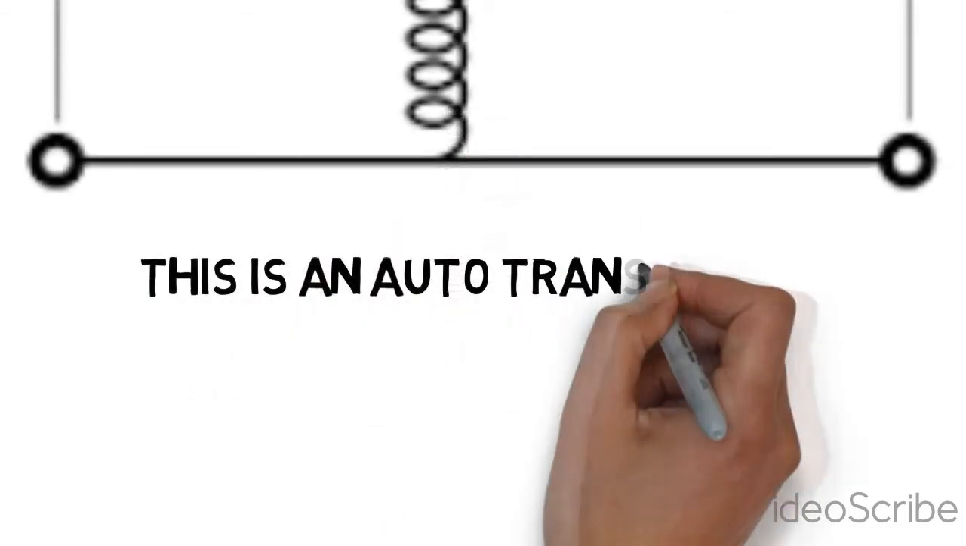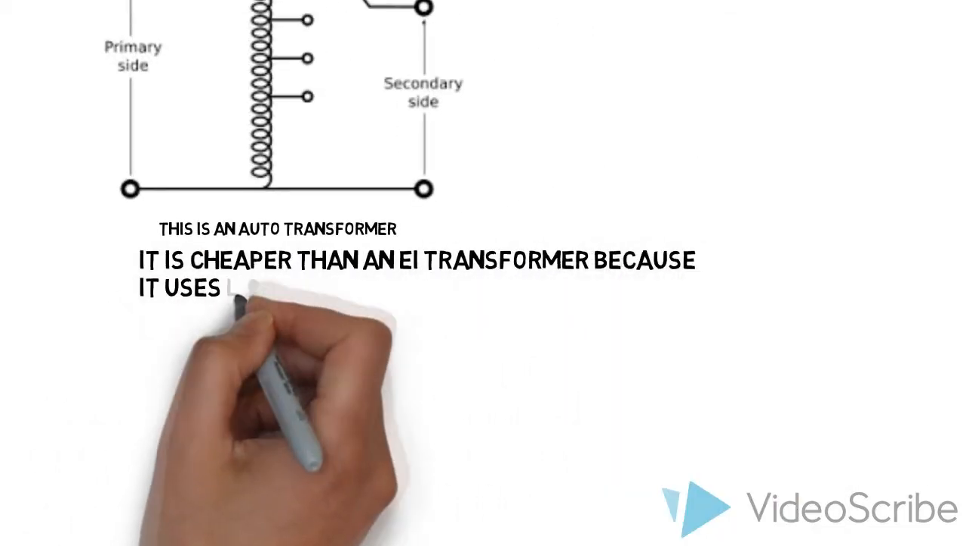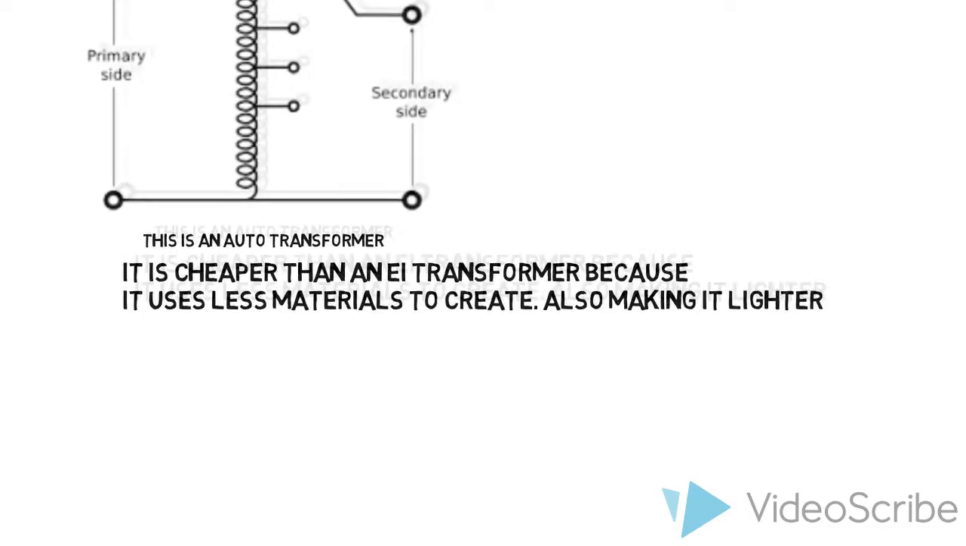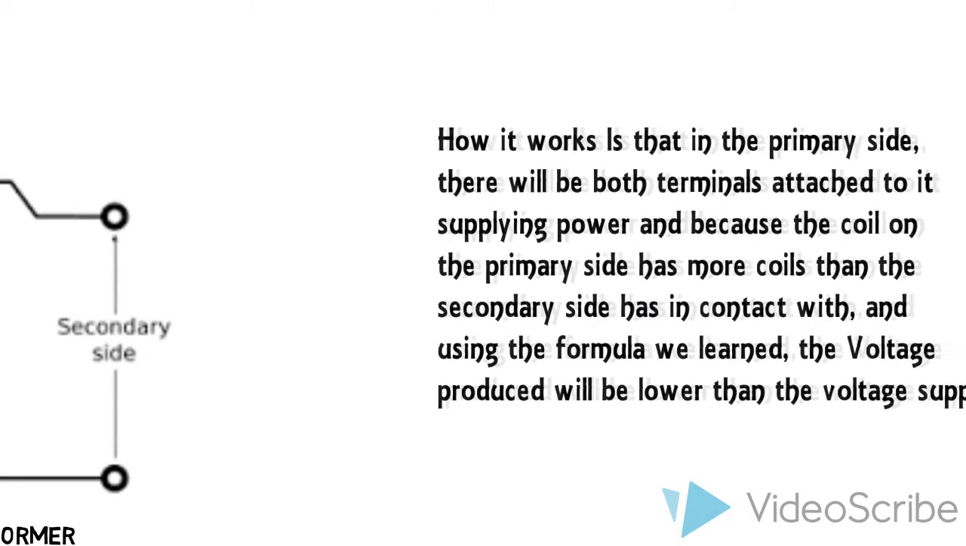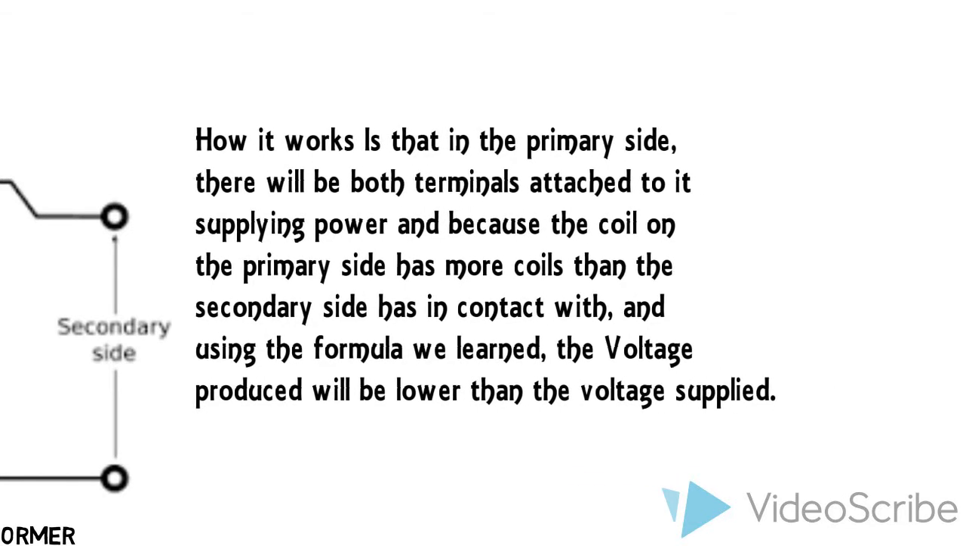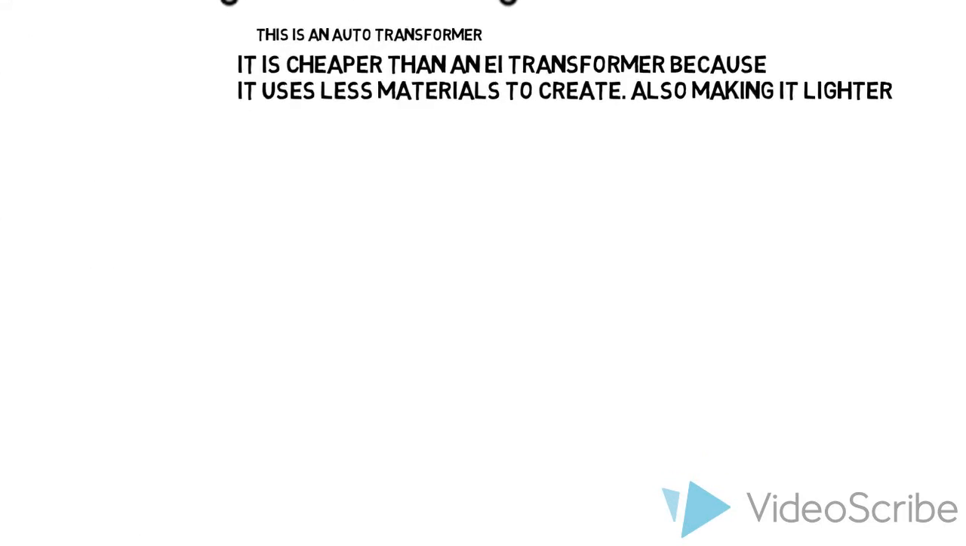Alright, so this is what I'm drawing now. It is an autotransformer. Why is it like this? Let me just explain it now. It is cheaper than an EI transformer, or the normal transformer we see, because it uses less material to create, also making it lighter. So how this works is that on the primary side, there'll be both terminals attached to it, supplying power, and because the coil on the primary side has more turns than the part of the secondary side it is in contact with, based on the picture, the number of coils affects the voltage produced.